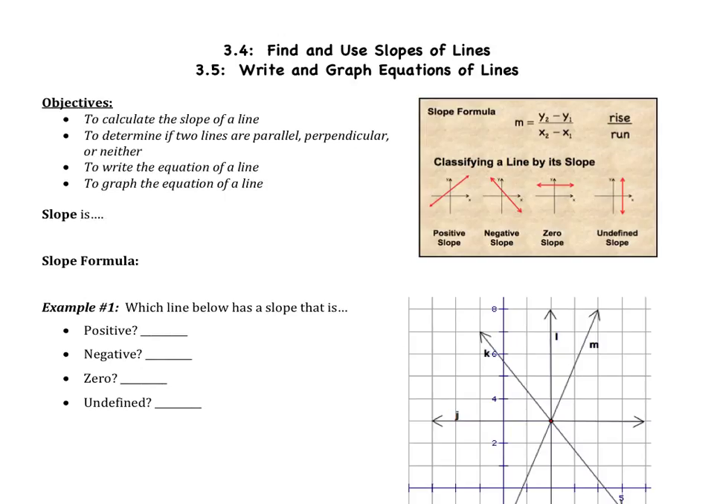We're going to calculate the slope of a line. We're going to determine if two lines are parallel, perpendicular, or neither. We're going to write the equation of a line, and we're going to graph the equation of a line. These two sections are extremely important.